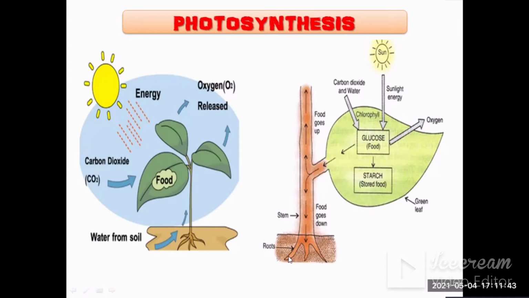Photo means light, synthesis means to make. So what are they making over here? Food. Carbohydrate is being prepared using sunlight, carbon dioxide and water. Three things are being used over here: sunlight, carbon dioxide and water. When these three things are put together, then we get glucose and oxygen, of course, which is given out.